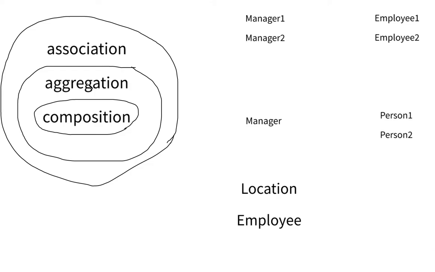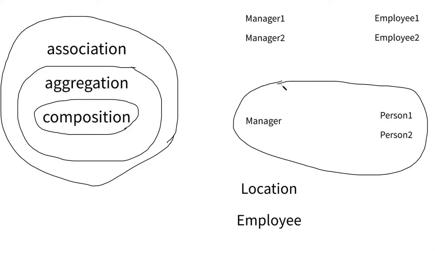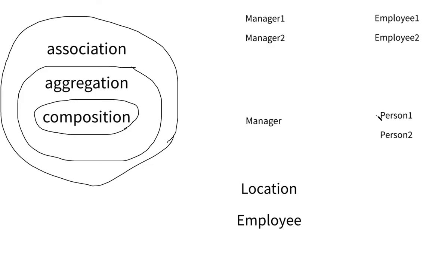The next one is aggregation. And so aggregation is something similar to this, right? And the idea here is that the person can only be connected to one manager. Okay. So if person 1 is connected to manager 1, he cannot be connected to manager 2. If person 2 is connected to manager 1, he cannot be connected to manager 2. So that's the idea here with aggregation.